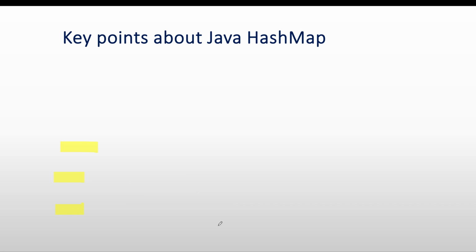Now let's see some key points about the HashMap. What are the key points? The first key point is the key-value pair. Similar to the Map, HashMap provides key-value pairs. It means that it holds values as a key and a value. Okay. The second thing is null key and value. This key point is that HashMap allows one null key and any number of null values.